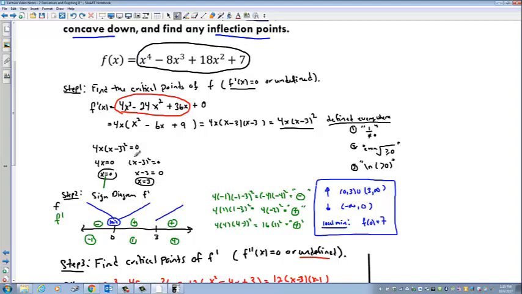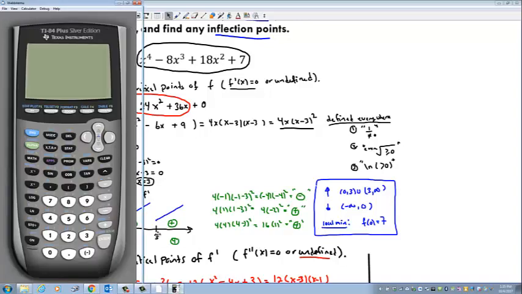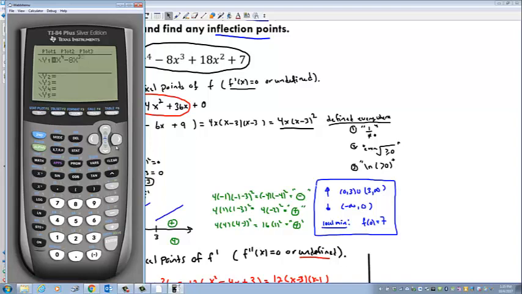What I can do, though, is I can do this on my calculator. So take out your calculator, and we can graph this function, because we're going to need to draw the graph anyway. So y equals, I have x raised to the 4th, and then a minus 8x cubed, so 8x cubed. And then I have a plus 18x squared, so we're going to graph the original. And then I have a plus 7.